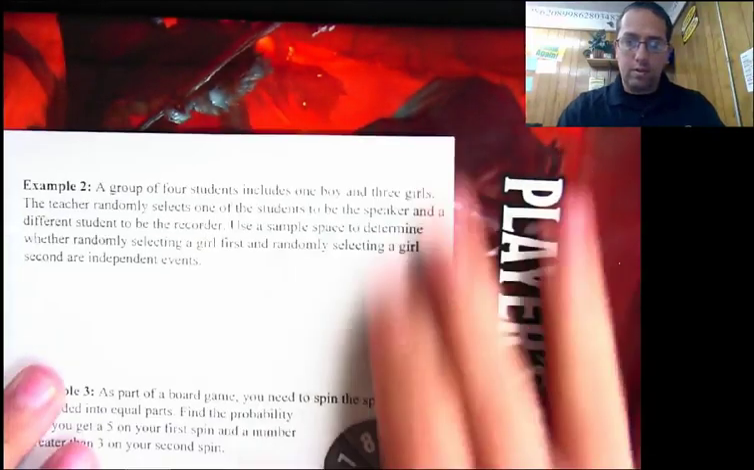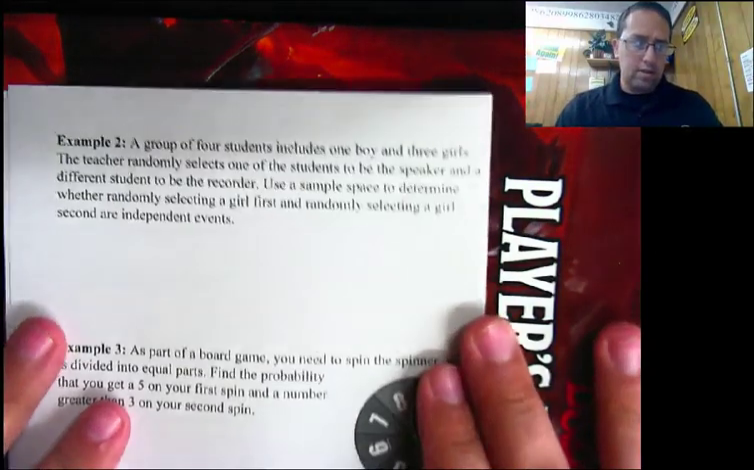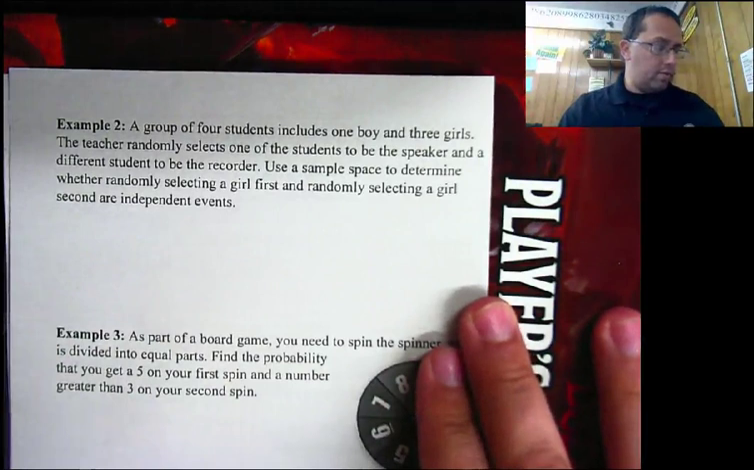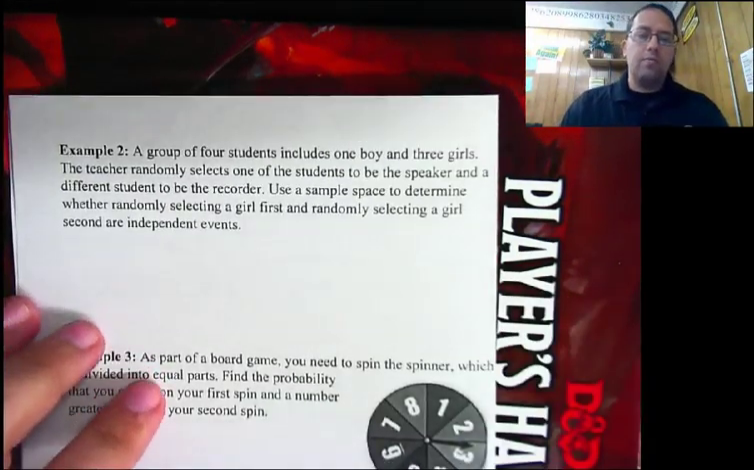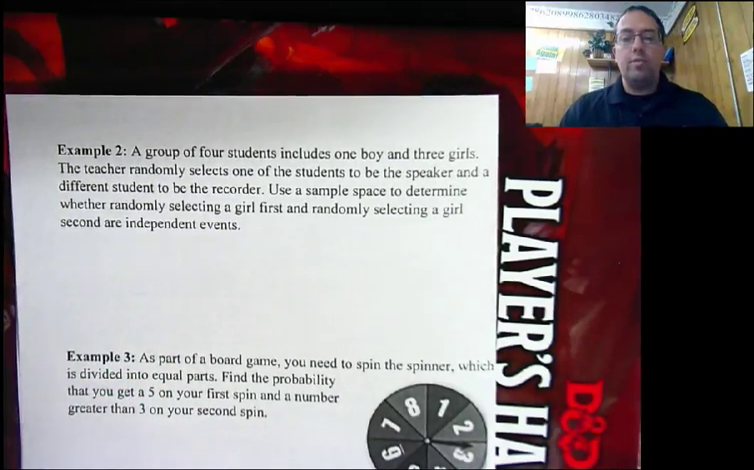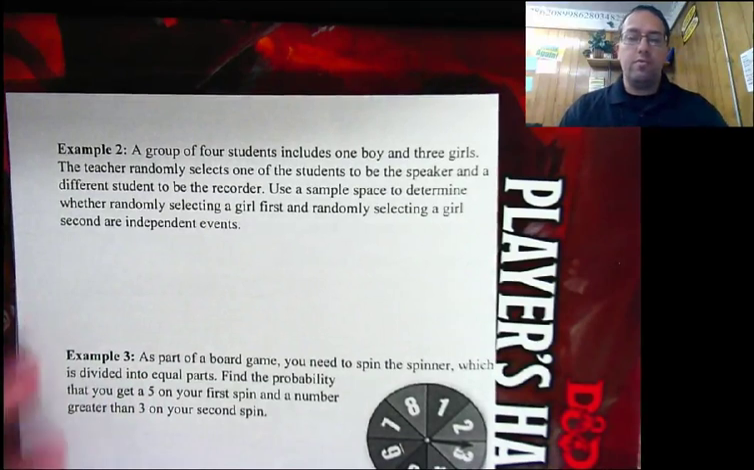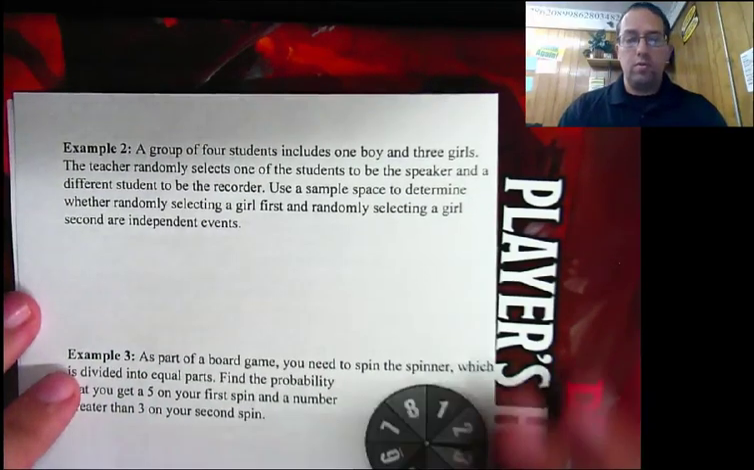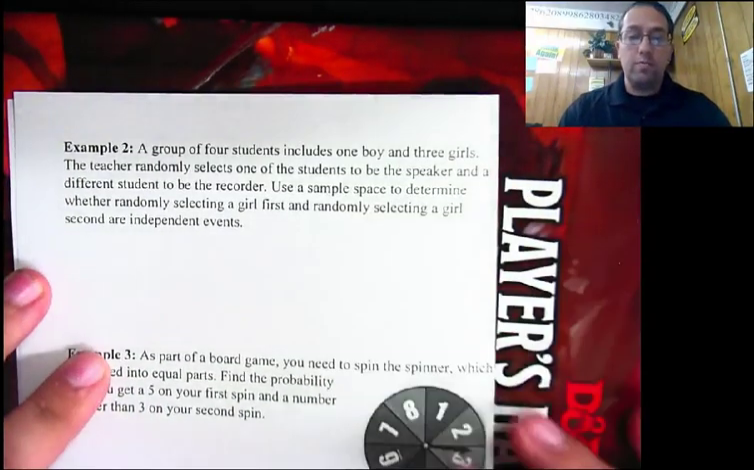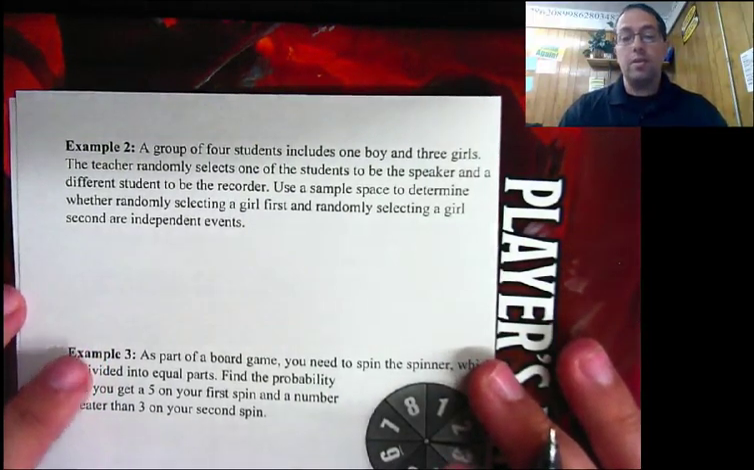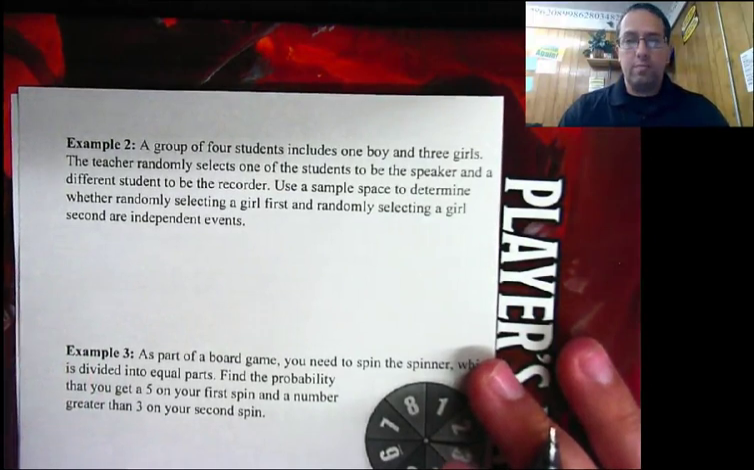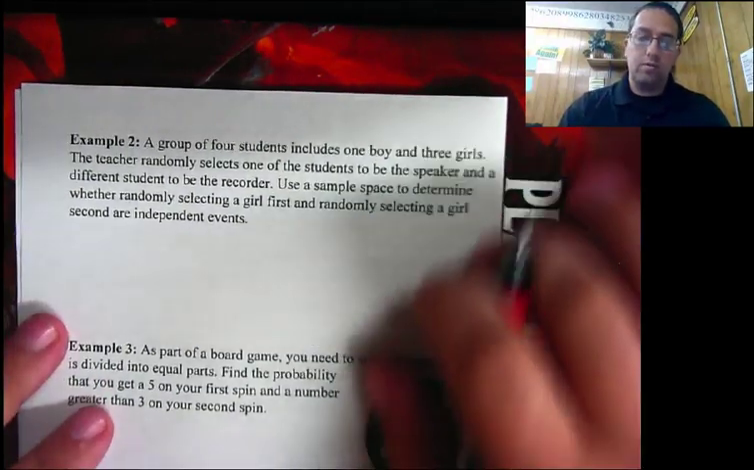We're going to take a look at this really quickly. Let's open this up. This is example 2, because there is no example 1. Anyways, we have a group of 4 students, which includes 1 boy and 3 girls. The teacher is going to randomly select one of the students to be the speaker of the group and a different student to be the recorder of the group. We're going to use the sample space to determine whether randomly selecting a girl first and randomly selecting a girl second are independent events.